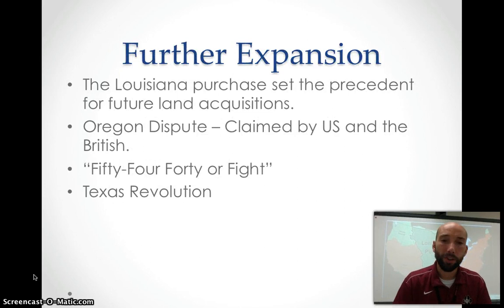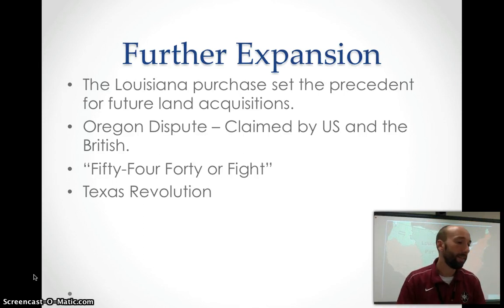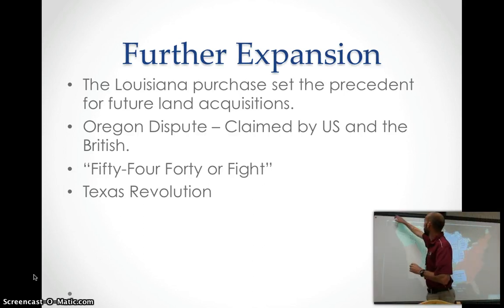As we start expanding further, we got Louisiana, and we want to get more. We want to get more land. And so the first place we look is Oregon. Well, Oregon was disputed. We claimed it, and the British claimed it. We actually for a while both occupied it. That's what joint occupation means. We both occupy Oregon. And eventually we're going to start using this phrase, 54-40 or fight. 54-40 or fight basically refers to the parallel, which is way up here.